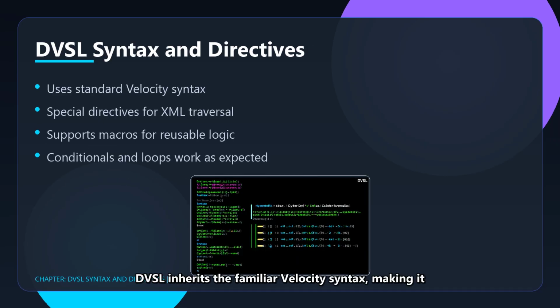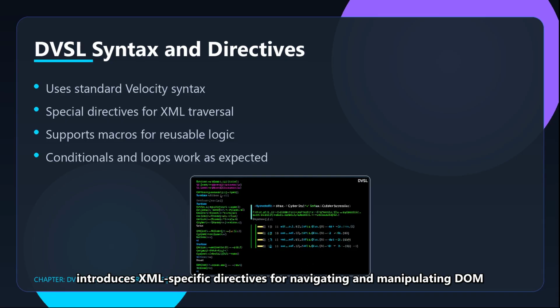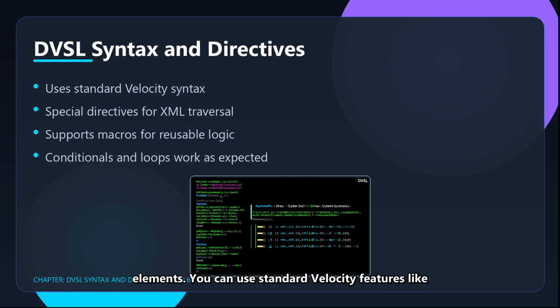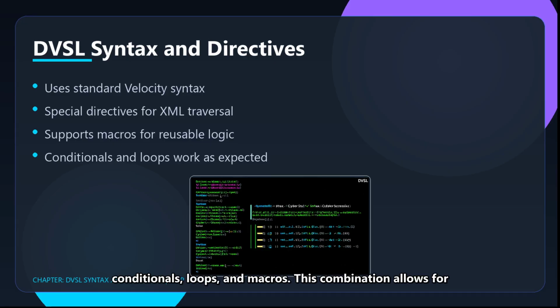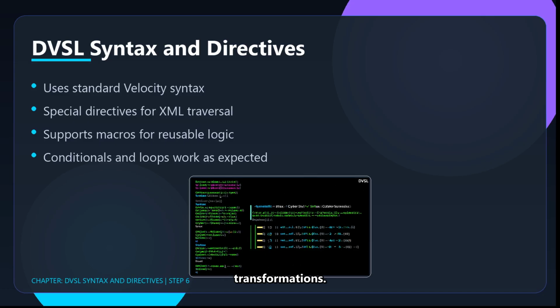DVSL inherits the familiar Velocity syntax, making it easy for developers to pick up. It also introduces XML-specific directives for navigating and manipulating DOM elements. You can use standard Velocity features like conditionals, loops, and macros. This combination allows for powerful, readable templates that can handle complex XML transformations.